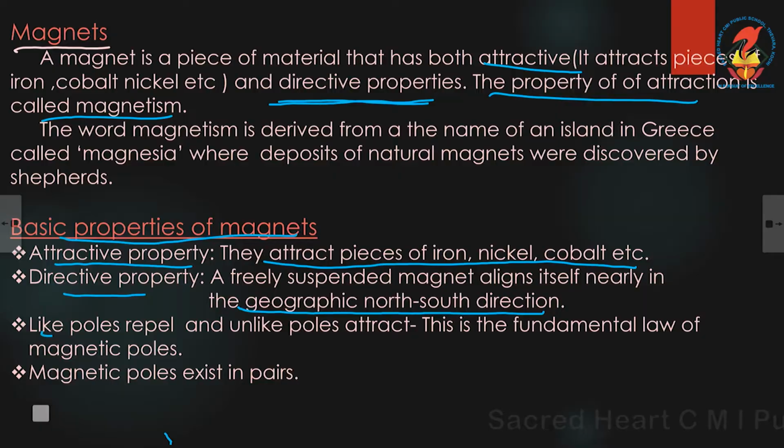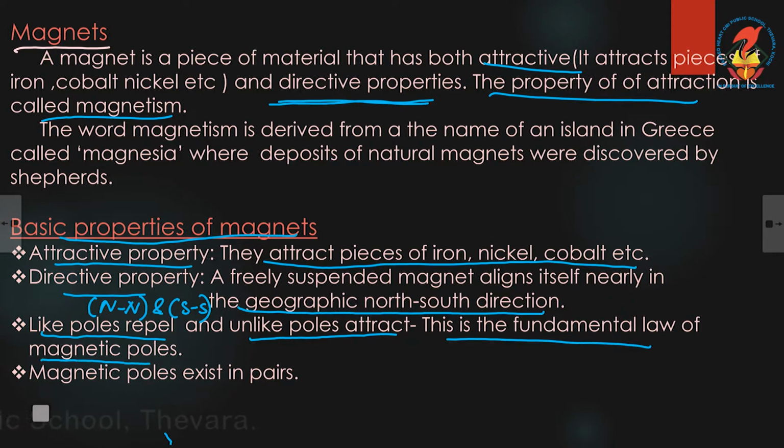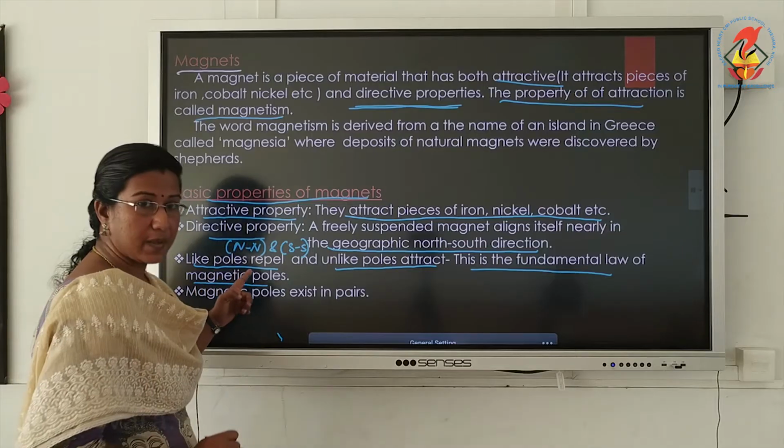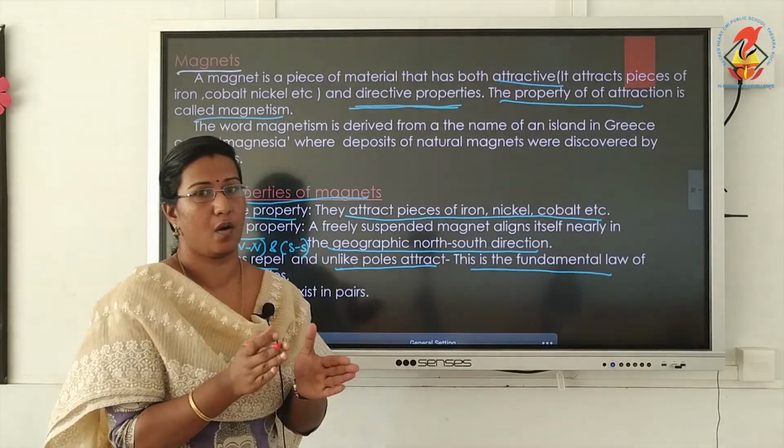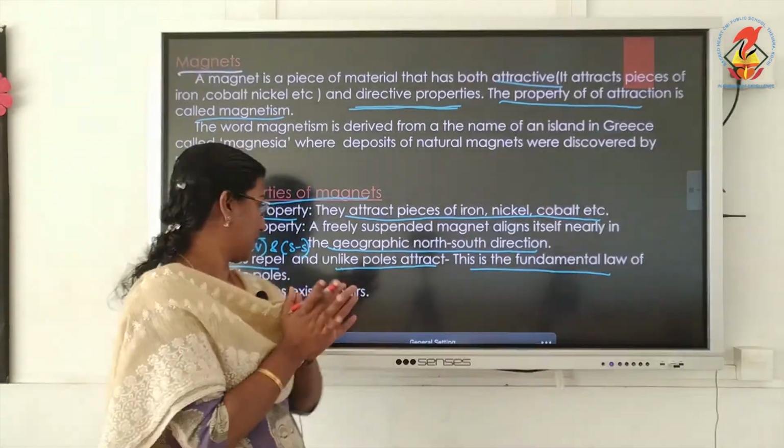Next one, like poles. Which are the like poles in a magnet? North, north and south, south. North pole and north pole, south pole and south pole. Like poles repel, whereas unlike poles attract. This is the fundamental law which you have to consider for the magnetic poles.